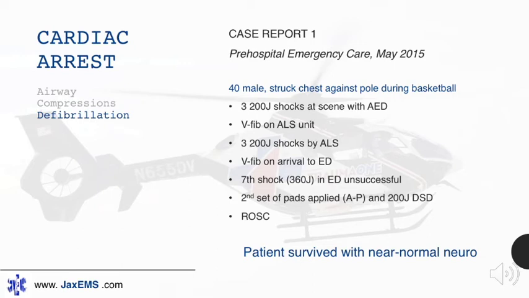All right. So case report number 1, 40-year-old male struck in the chest during basketball. Well, this is called commotio cordis. You get hit with an object in the chest, it hits on the wrong part of the EKG, and sends you into VTAC or VFib rhythm. He received 3 shocks on scene with AED. ALS got there, 3 more shocks. He was still VFib. A 7th shock was unsuccessful. They put the second pair of pads on, double sequential. He came out, got ROSC, and survived with near normal neuro.